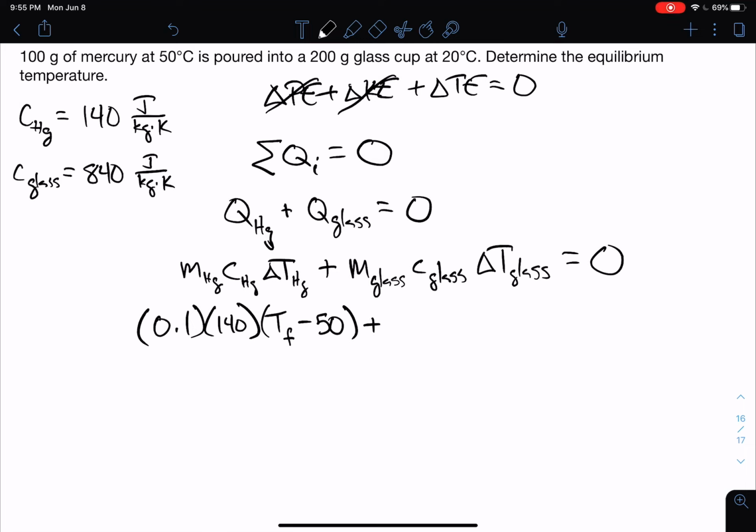The mass of the glass is 200 grams, so I'm going to convert that to kilograms. That's just 0.2 kilograms. Specific heat of glass is 840. And I'm doing final temperature minus the initial temperature. The initial temperature of the glass is 20.